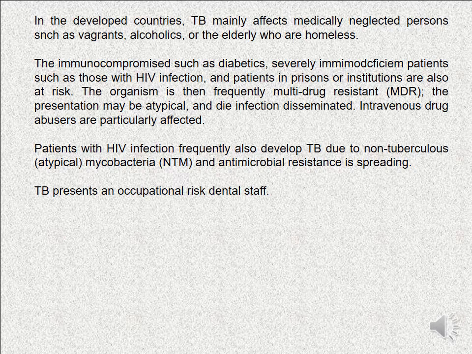The immunocompromised, such as those with diabetes or severe immune deficiency, patients with HIV infection, human immunodeficiency virus infection, and patients in institutions are also at risk. The organism is then frequently multi-drug resistant. It is difficult to treat with a single antibiotic. There is persistent infection that is disseminated. Intravenous drug abuse is a particularly effective route.